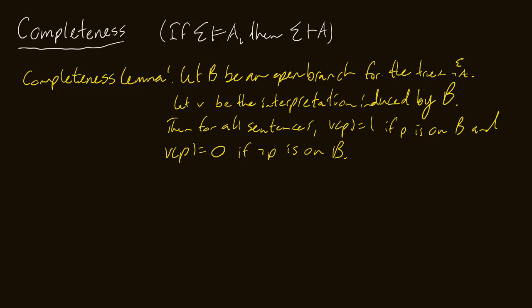So what is our completeness lemma? What are we going to prove? Well, the completeness lemma says, let B, capital B, be an open branch for the tree sigma, not A. Now we're going to let V be the interpretation induced by B. Then for all sentences, V of P equals 1 if P is on B, and V of P equals 0 if not P is on B. So what we're going to do is prove that very last statement. For all sentences, that will be true.